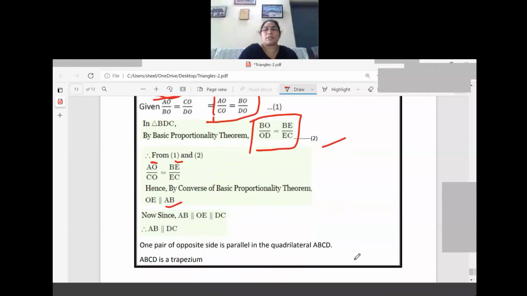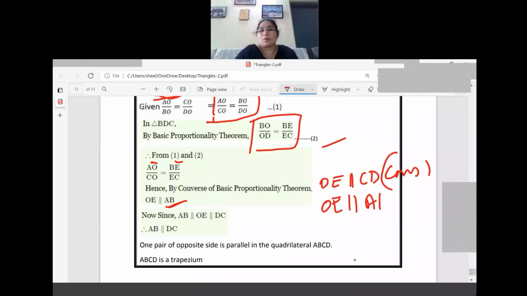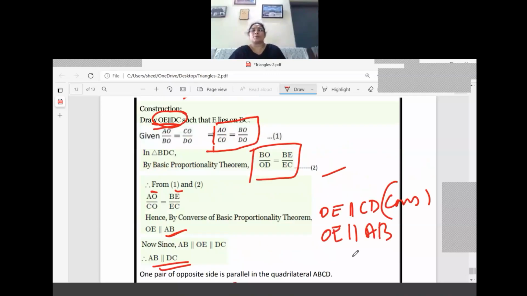Now what is the conclusion? OE parallel to AB we got, and OE parallel to CD by construction. What is the result? AB is parallel to CD. That means we got one pair of opposite sides parallel in the quadrilateral ABCD. So what is the conclusion? ABCD is a trapezium. So here we have completed the last question of this exercise also.